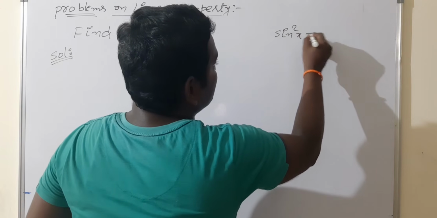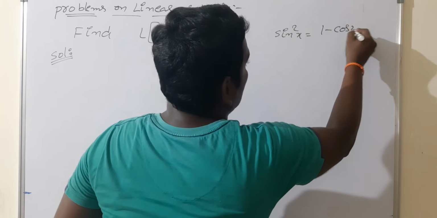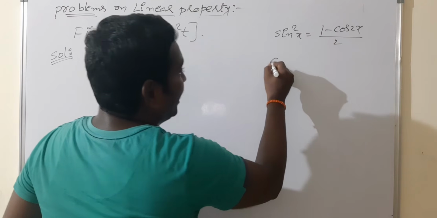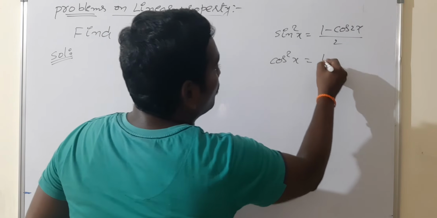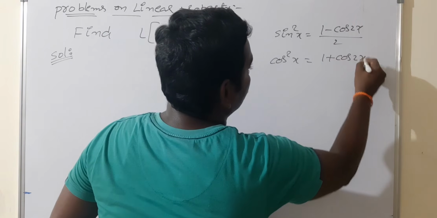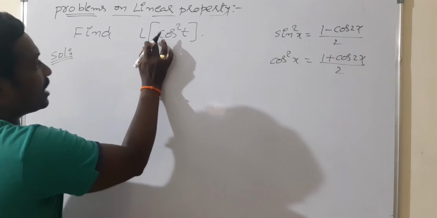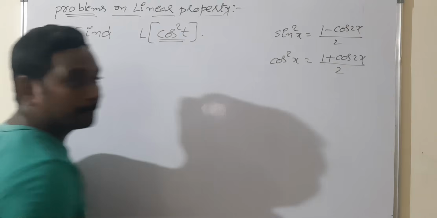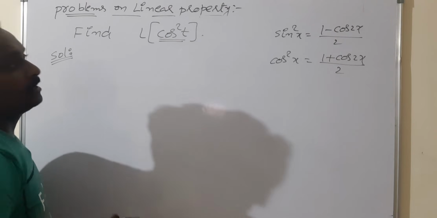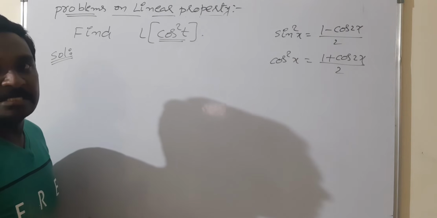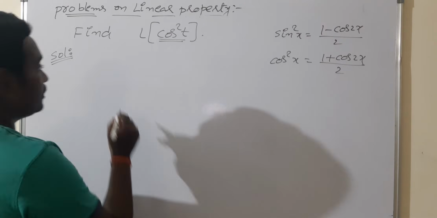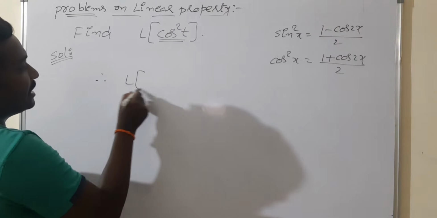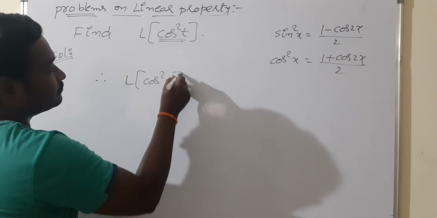What is sin square x? 1 minus cos 2x by 2. And cos square x is 1 plus cos 2x by 2. So now here we have cos square t. We can reduce cos square t by using this formula. Then only the Laplace transformation exists here. Okay. So therefore consider L of cos square t.